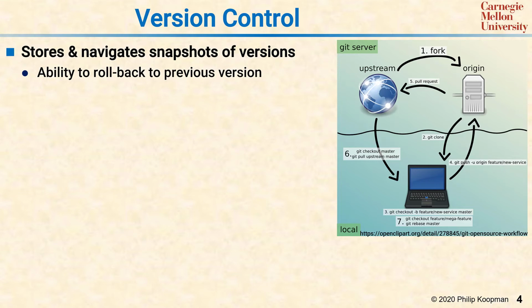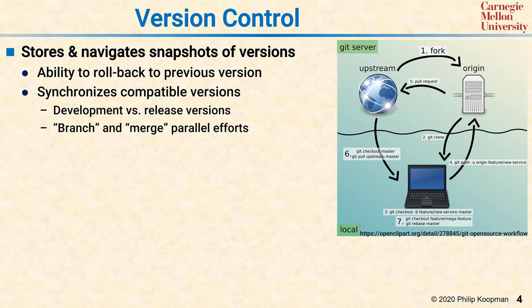A version control system gives you the ability to roll back to a previous version. So if you've ever made a mistake with a change and want to get back to where you were when the software was still working, the version control system would let you roll back to the working version. It also synchronizes compatible versions. Maybe there's a development versus a release version. Maybe there are different branches and merges of parallel efforts for different ports to different hardware and so on. The idea of a version control system is to keep all this straight.